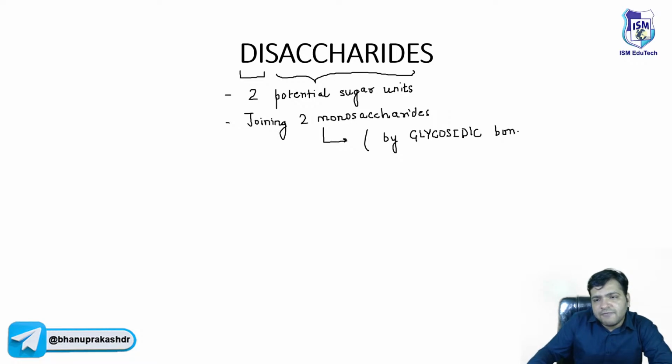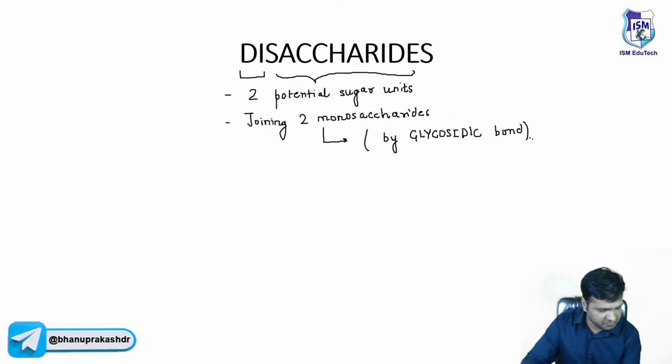Now my question to everyone in the chat box: glycosidic is which type of bond, beta? I want every one of you to answer this question.